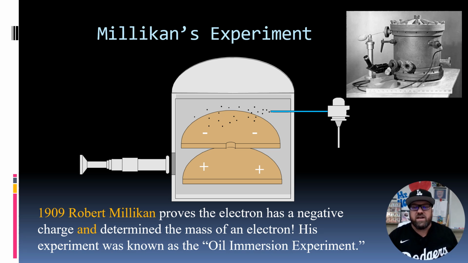Now, in the history of the atom and the development of our model of the atom, or our various models over the years, there was another major scientist that contributed to our knowledge of electrons, and his name was Robert Millikan. And in 1909, around the year 1909, he had a very famous experimental design known as the oil immersion experiment. And it was based on a similar property as J.J. Thomson's. This is actually a picture of the apparatus that he created.